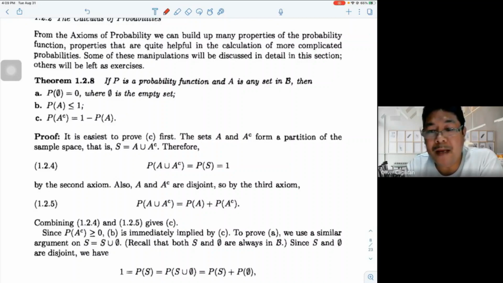If we have defined P as a probability function, we have seen in our definition that the probability of A is non-negative. But in this theorem, the probability of A should also be less than or equal to 1. And then the third property: the probability of the complement of A will be equal to 1 minus the probability of A.